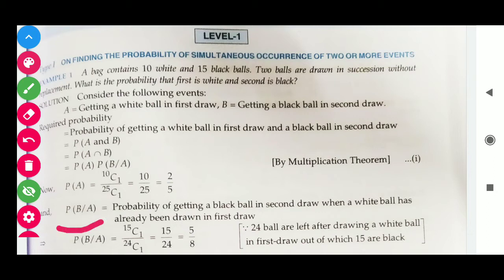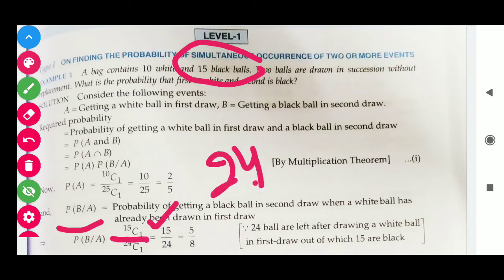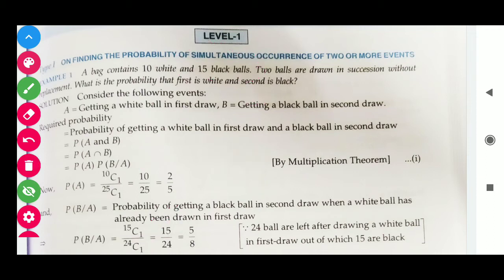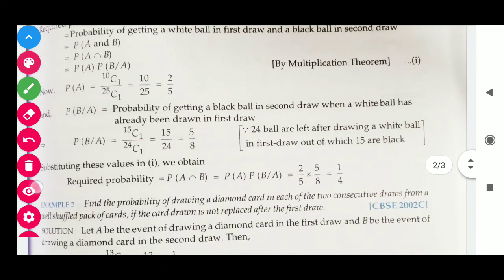So we have total 15 black balls, so we write here 15C1, but now we are left with total 24 balls, because total 25 balls are in the sample space and we have already drawn one white ball which we haven't replaced. In this way we are left with 24. So here the probability is 15C1 over 24C1. By calculating this we get 5 over 8. Now by using the values in the formula of probability A intersection B, we get 2 over 5 into 5 over 8, that is 1 over 4.